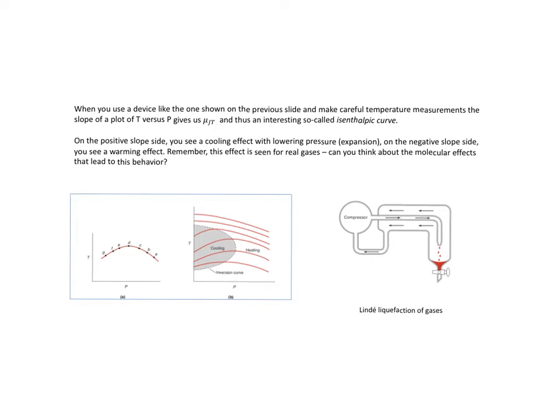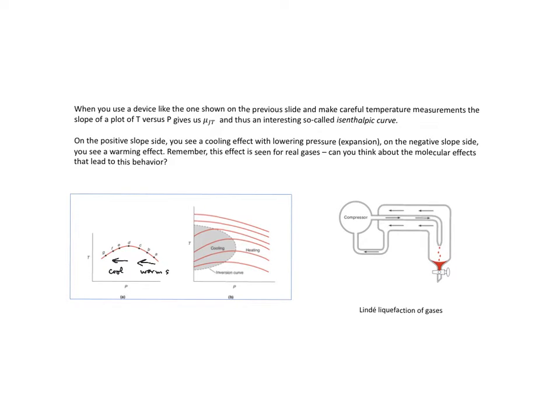I mentioned that this curve has two distinct regions. So if you imagine the device on the previous slide, again, you have the high-pressure gas going through a porous barrier to a lower pressure area. On the left part of this curve, you see the gas cool. On the right part of the curve, the gas warms. That seems strange. What's going on?